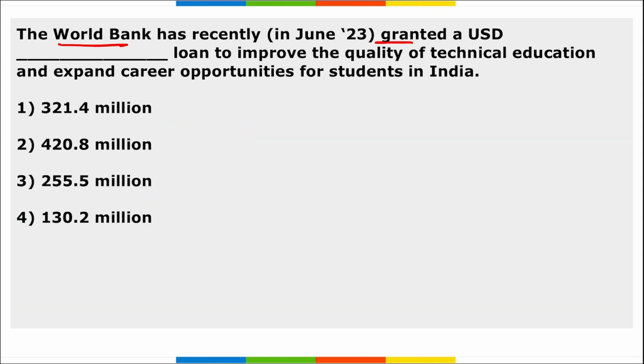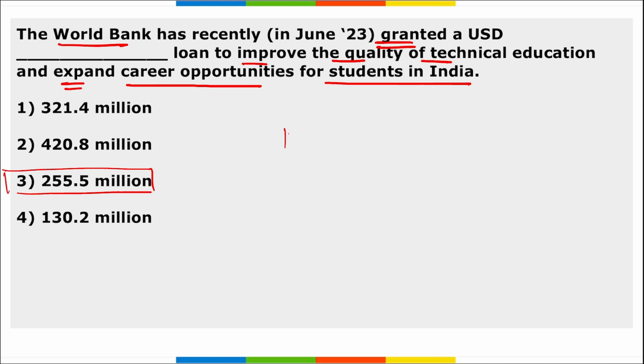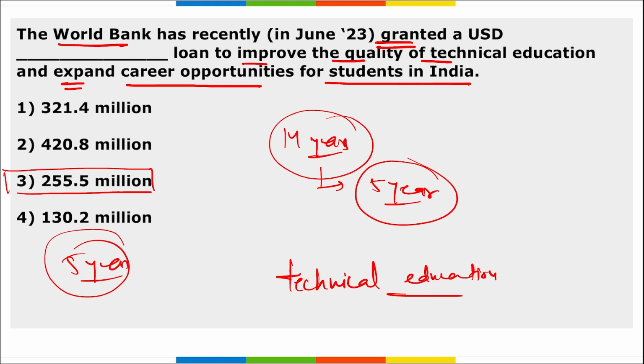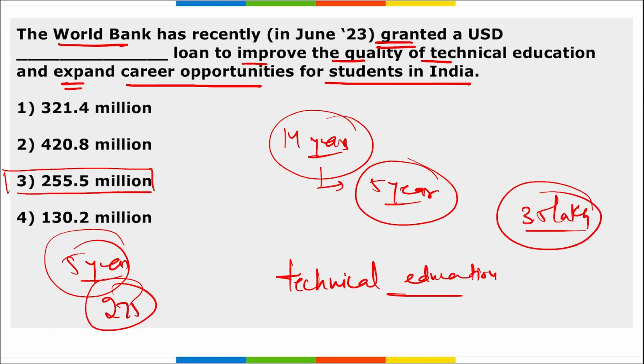Next, the World Bank has recently granted how much loan to improve the quality of technical education and expand career opportunities for students in India? The World Bank granted a $255.5 million loan to improve the quality of technical education and expand career opportunities for students in India. The maturity period will be 14 years, with a grace period of 5 years, and this money will be used to improve the quality of technical education in India. The project will run for 5 years, spread across 275 government-run technical institutions, covering 3.5 lakh students. Correct?